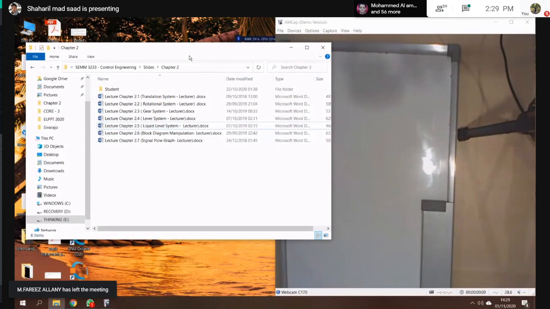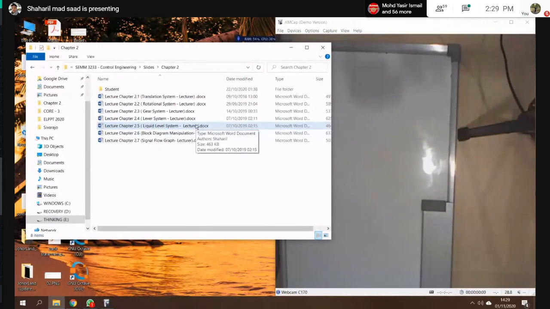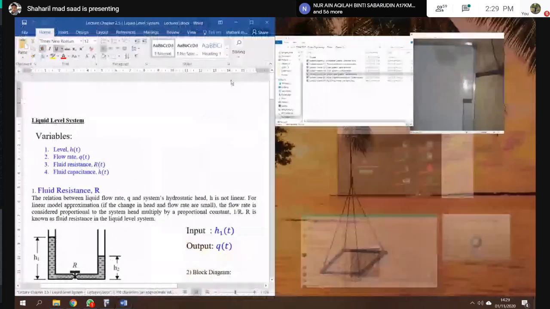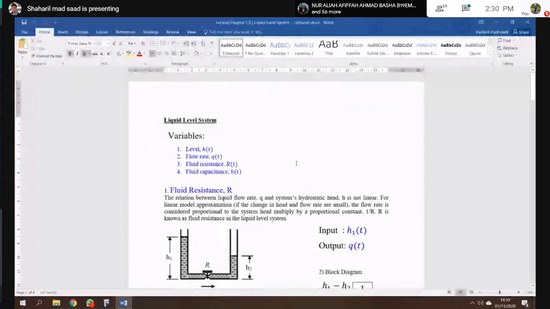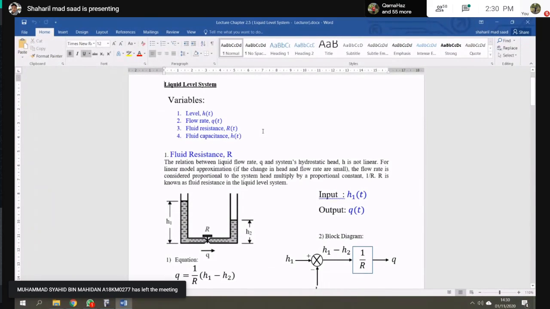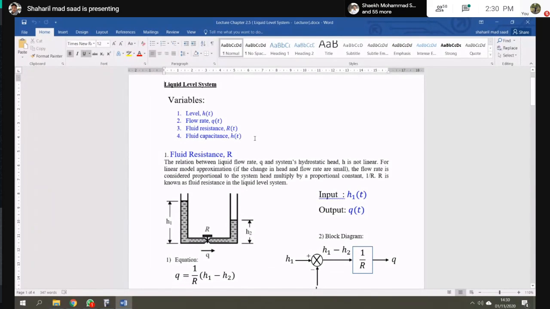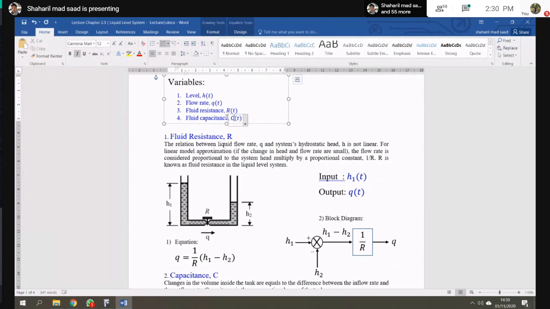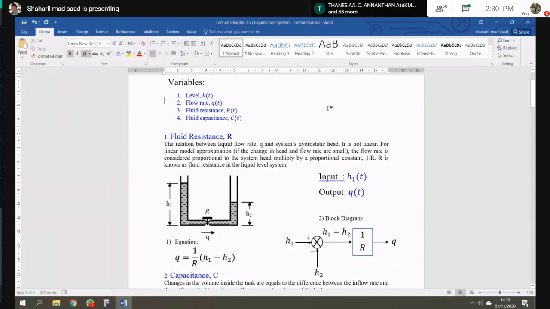So before we go to the level system, let's go first to the liquid level system, because this one is the easiest one. Another system that we have right now is a liquid level system. On this one, you need to play around with four variables, which are level, flow rate, fluid resistance, which we call R, and fluid capacitance, which we call C.